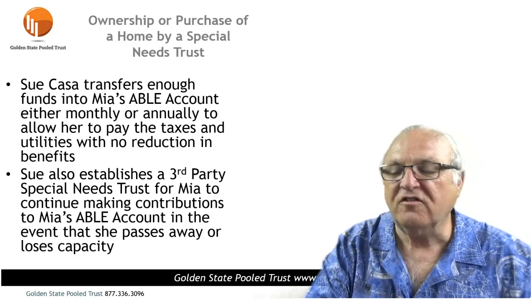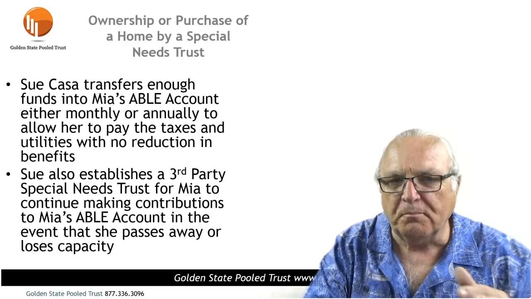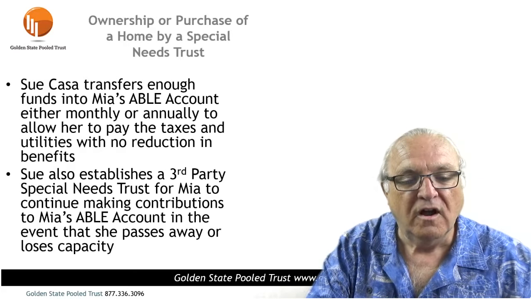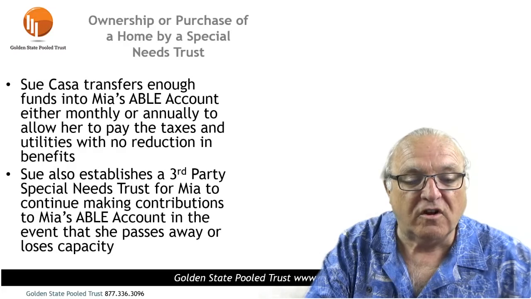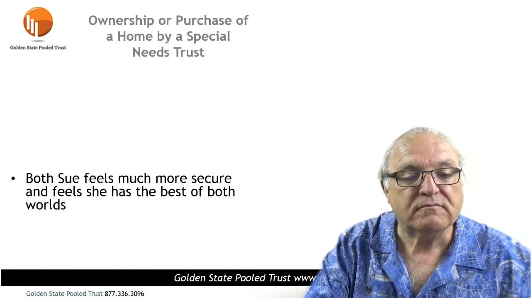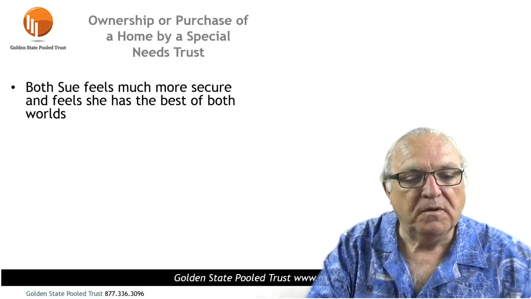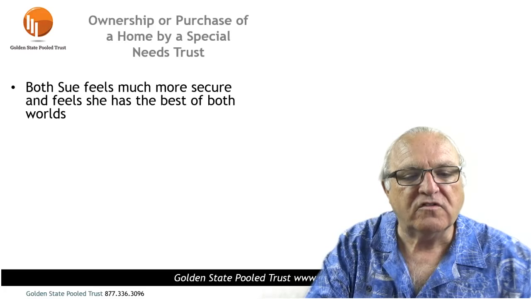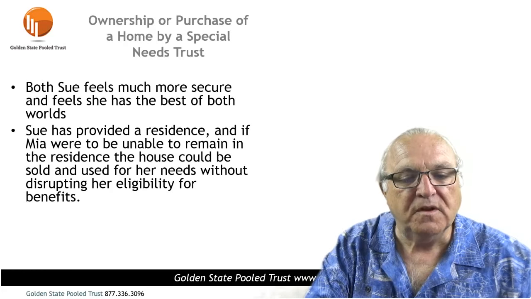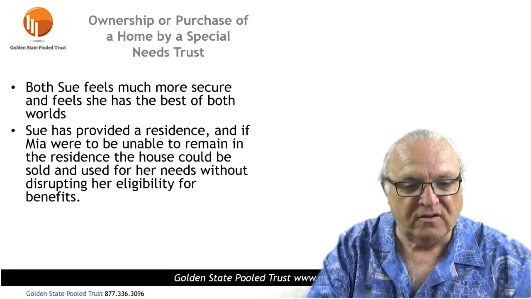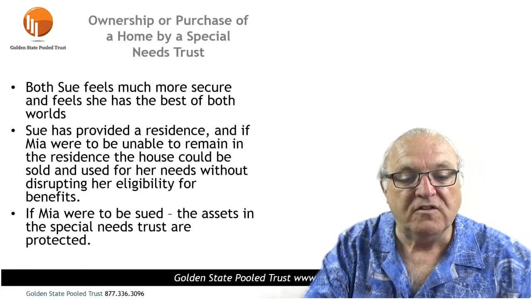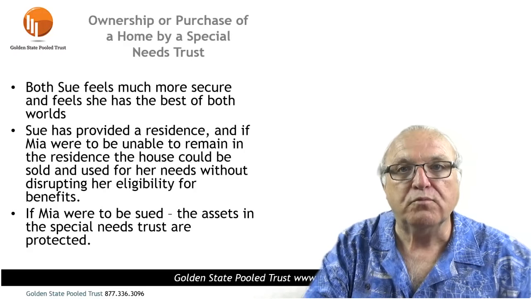She also establishes, and let's say in this case, a third-party special needs trust managed by the Golden State Pooled Trust, since we're the ones bringing you this information today here. So to continue to be able to make those contributions to Mia's ABLE account in the event that she passes away or loses capacity. Both Sue and Mia feel much more secure and feel that they have the best of both worlds here. Sue has provided a residence to Mia, and if Mia were unable to remain in the residence, the house could be sold and used for her needs without disrupting her eligibility for benefits. If Mia were to be sued, the assets of the special needs trust would be protected.